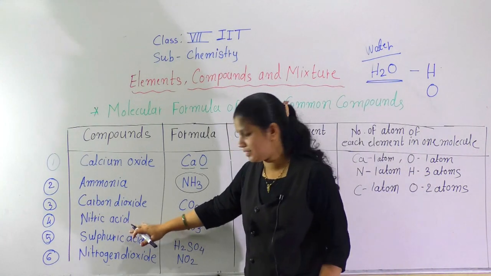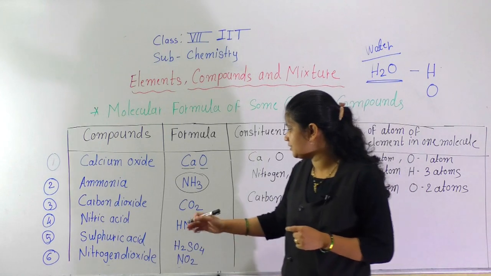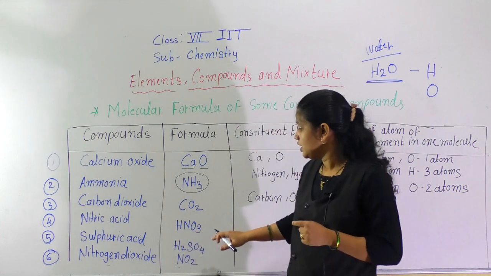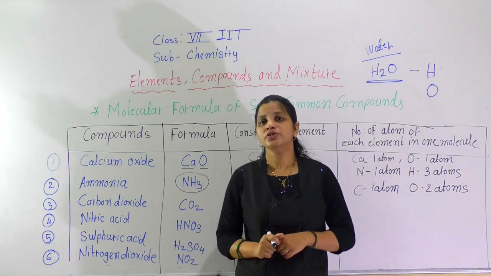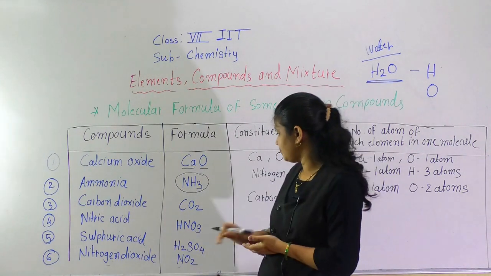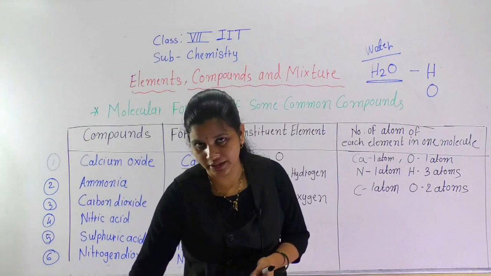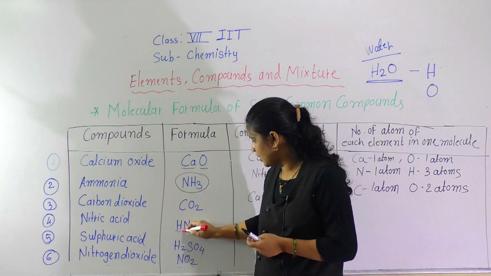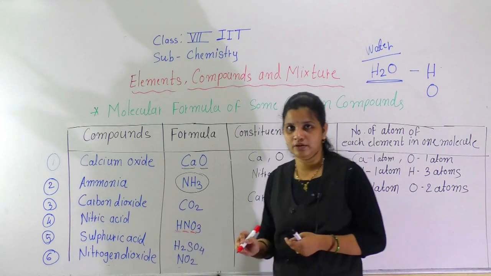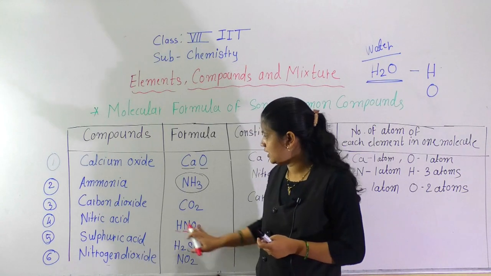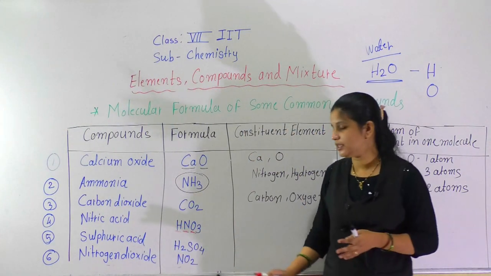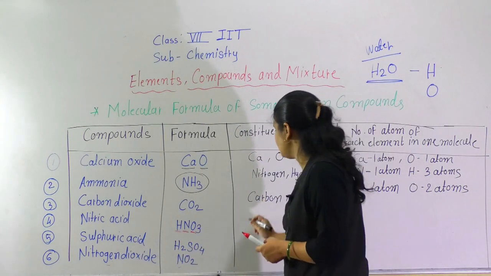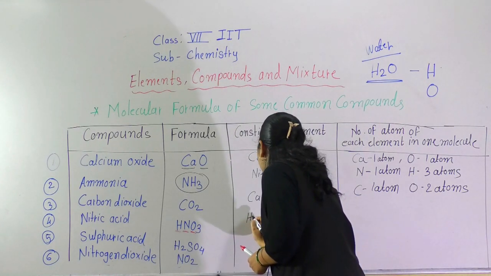So now see here, nitric acid. What is the formula of nitric acid? HNO3. Now in this compound, which elements are present? Three elements are present. Which three? Hydrogen, nitrogen, and oxygen. So in HNO3, in nitric acid, three elements are present, that is hydrogen, nitrogen, and oxygen. So here you have to write hydrogen.